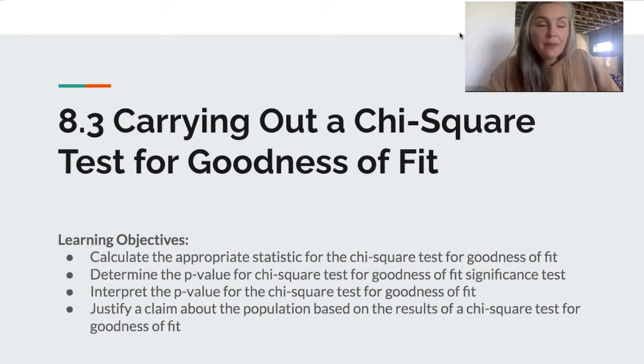Okay, we're looking at 8.3, carrying out a chi-square test for goodness of fit. Remember, there are a couple of different kinds of chi-square tests we're going to be looking at. Goodness of fit is what we're looking at now. Homogeneity is what we're going to be looking at later.